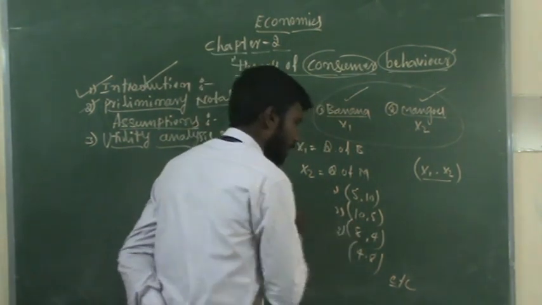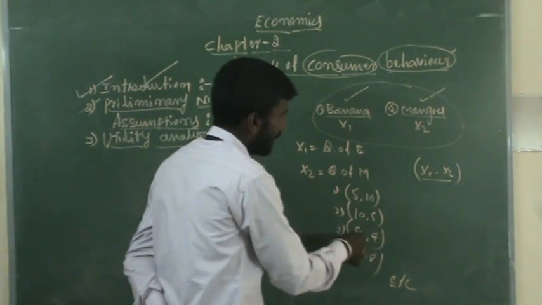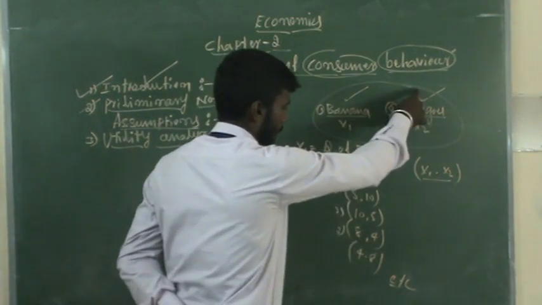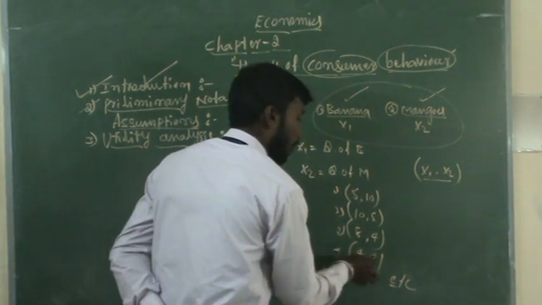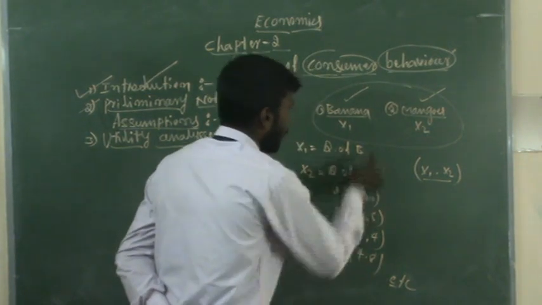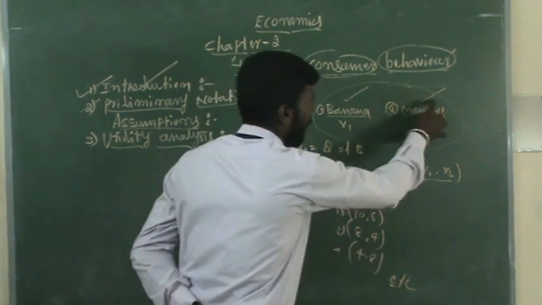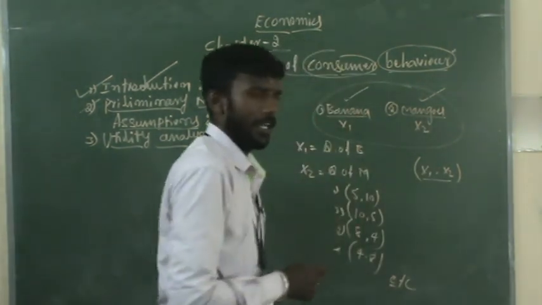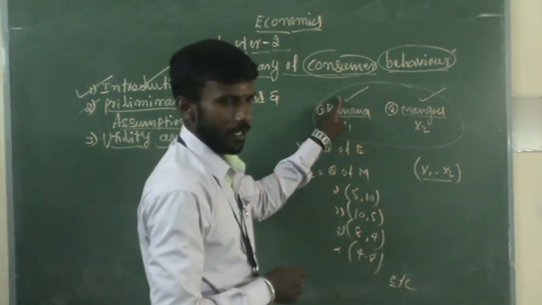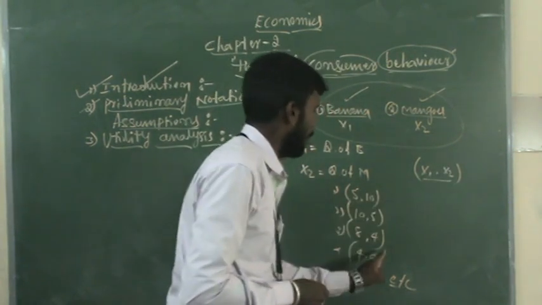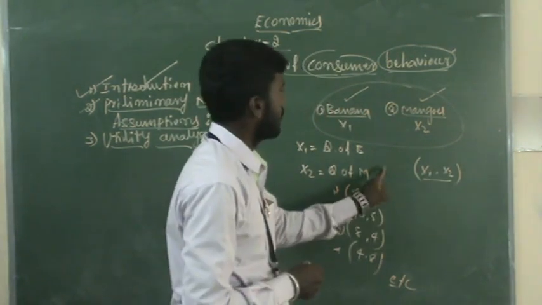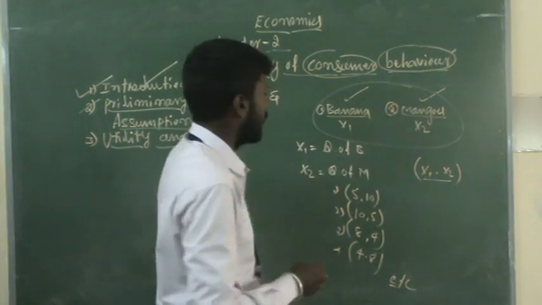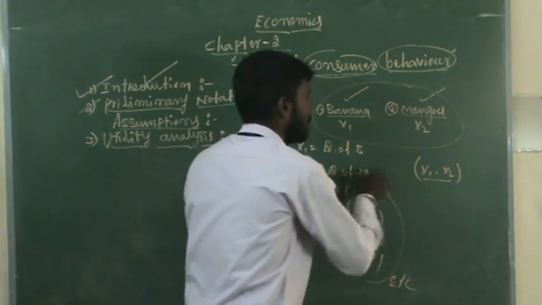Then come to the third one, (8, 4). It means 8 bananas, 4 mangoes. Comes to (4, 8): it means 4 bananas and 8 mangoes, like that. In place of x1, whatever number is there, that many bananas there will be. In place of x2, whatever number is there, that many mangoes are available. Like that, these are all the things.